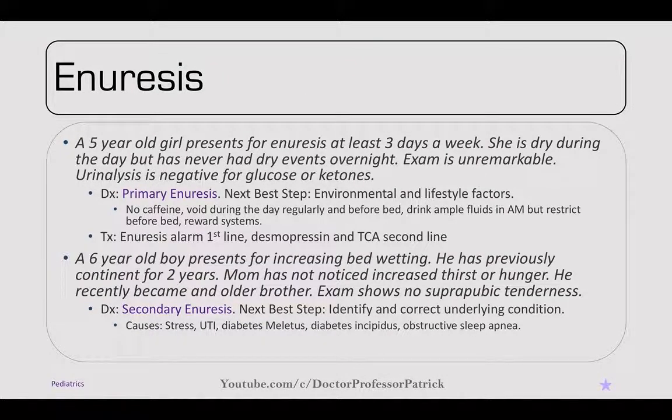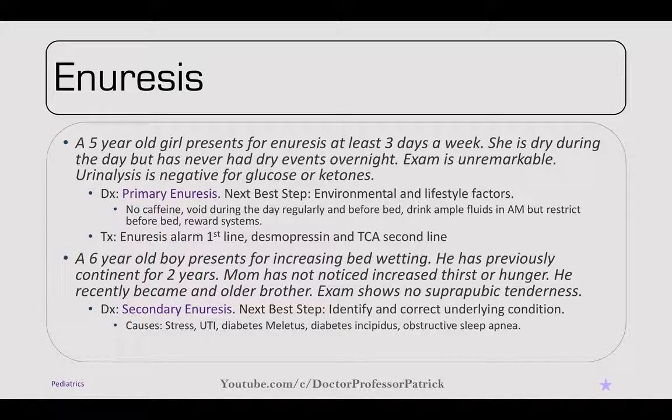So for enuresis, we've got a case of a 5-year-old girl presenting with enuresis at least 3 days a week. She is dry during the day, and she's never had dry nights. Exam is unremarkable, and urinalysis is negative for glucose or ketones. So this would be primary enuresis, never having dry events before. The next best step is environmental and lifestyle factors.